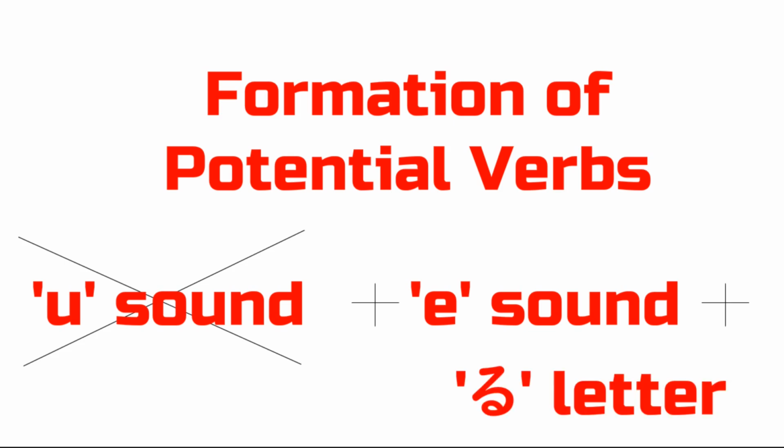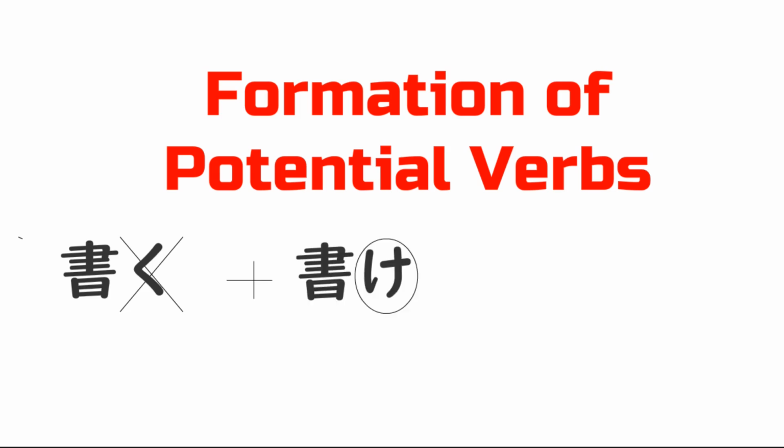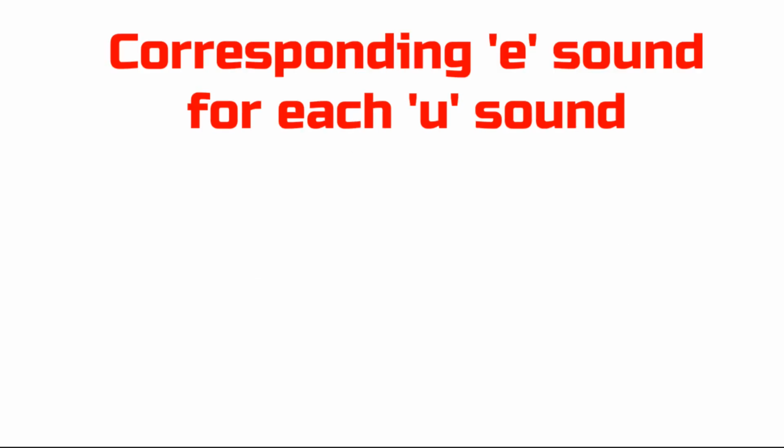at the end. For example, we will take kaku. We should remove the U sound and then add the corresponding A sound, and that is ka. Finally, we add the ru letter. So the potential verb for kaku is kakeru.